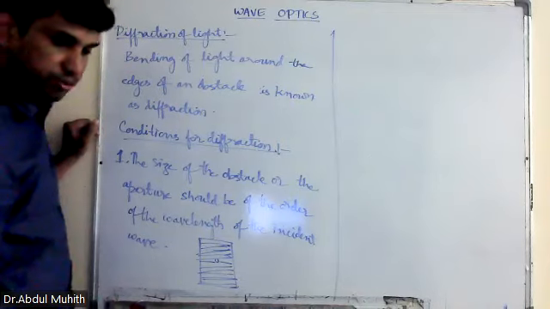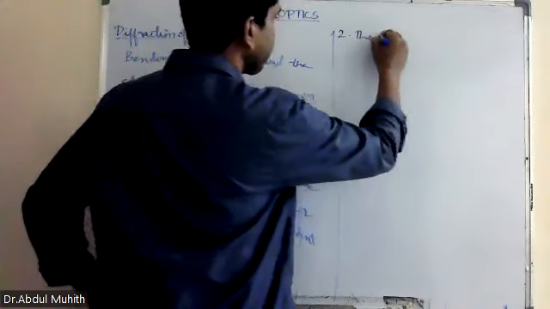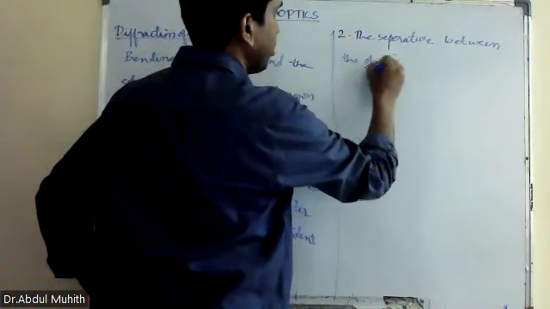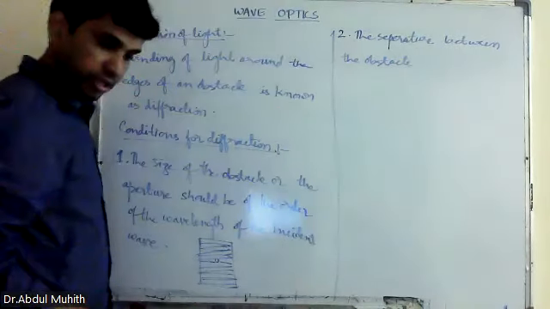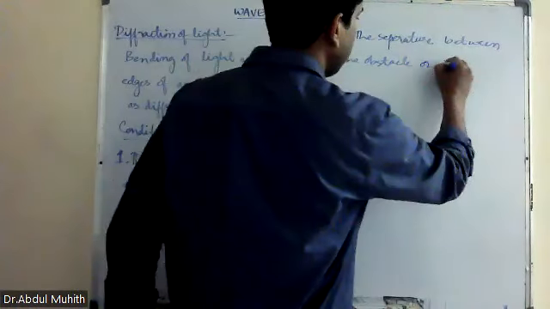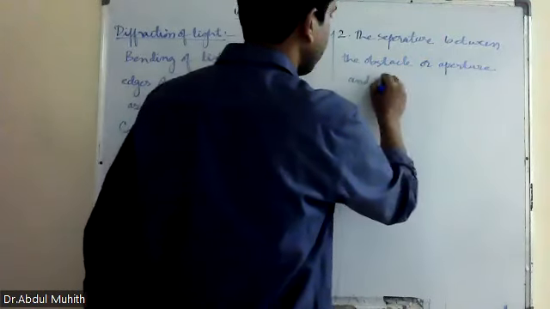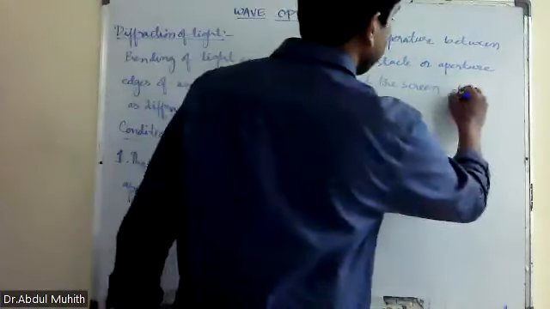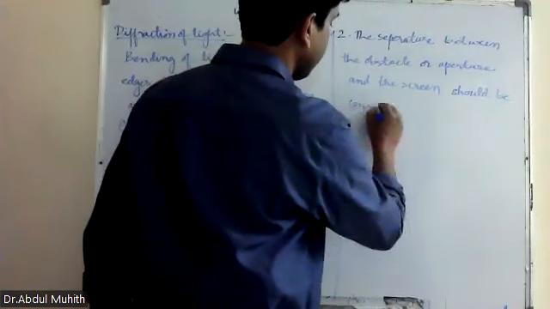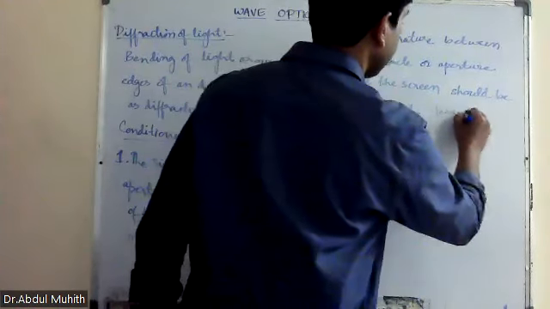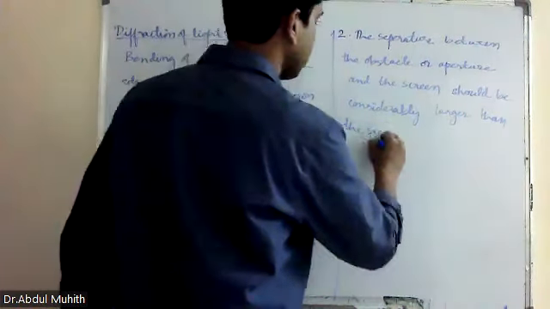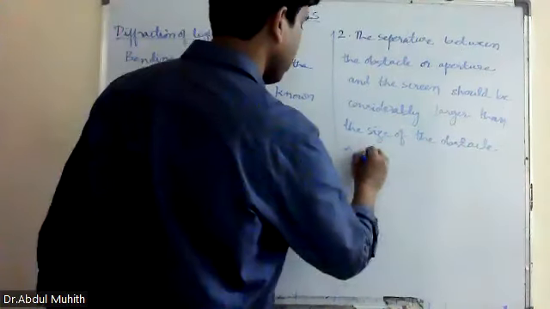Okay. Second one is what? The separation between the obstacle or aperture and the screen should be considerably larger than the size of the obstacle or aperture. These are the two conditions.